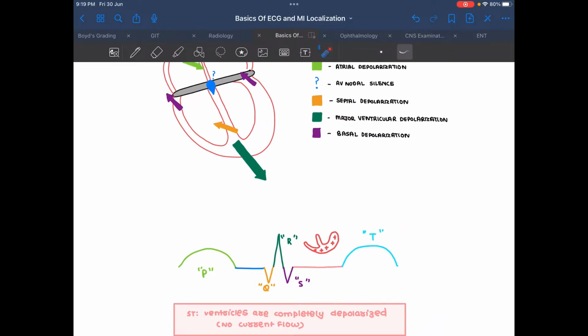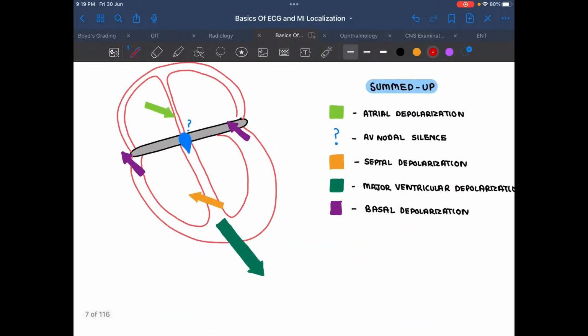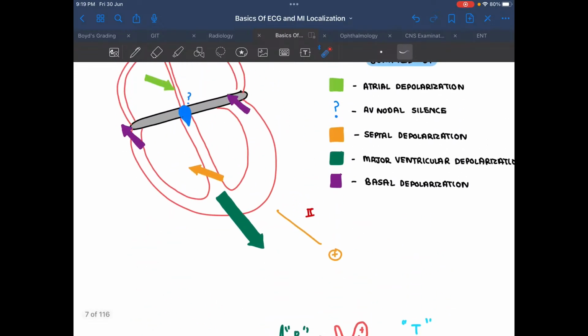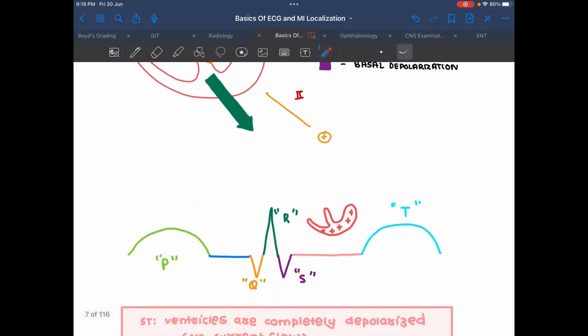So if this is my axis of lead 2, this is my positive and this is my negative. This is the lead 2 I am drawing. As you can see, the atrial depolarization vector has a positive in its head, so the depolarization vector is moving towards the positive electrode. I'm going to record a positive potential. That's a P wave. Then I'm going to see an AV nodal silence, which is represented over here in the form of the PR segment.